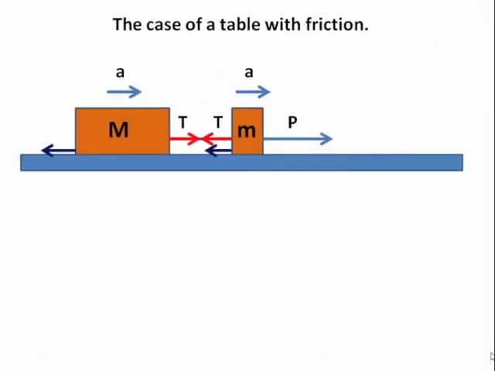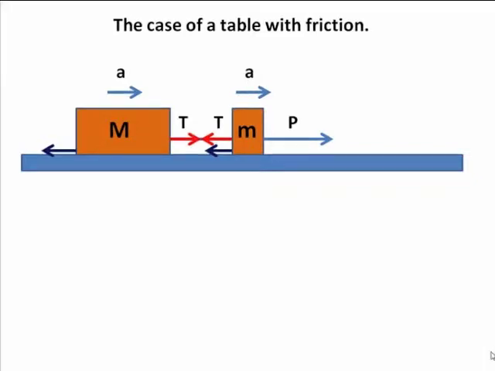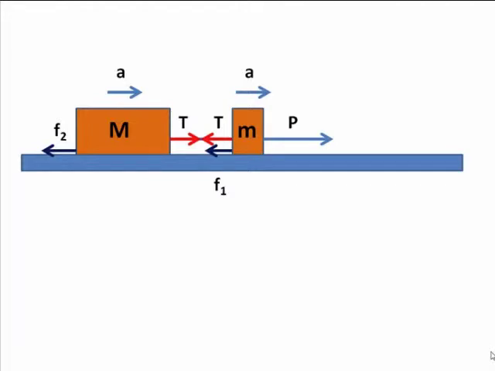Now, this time we will look at the masses, but we'll have a table with friction. You can see the friction 1 and friction 2. And these are not the same value because friction depends upon the weight, and little mass m has a smaller weight than big mass M, so the friction will be different.